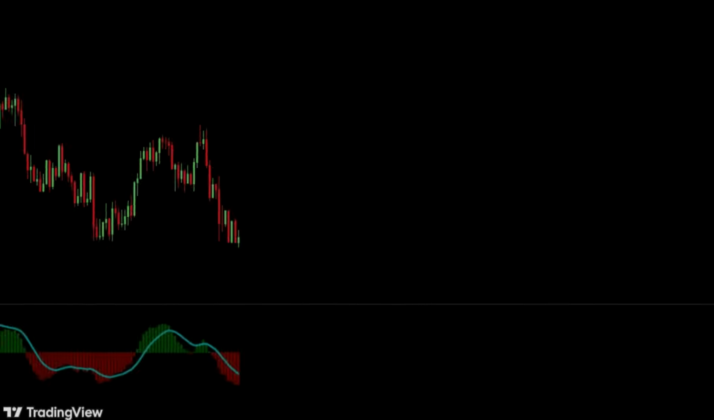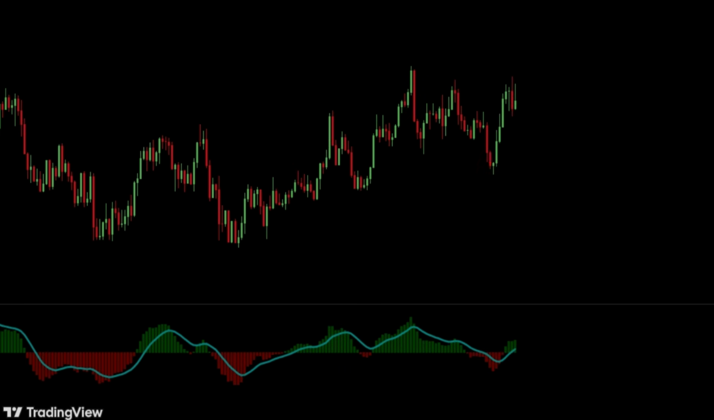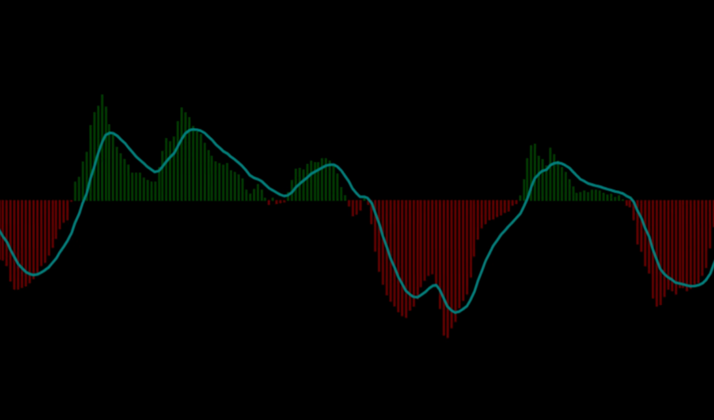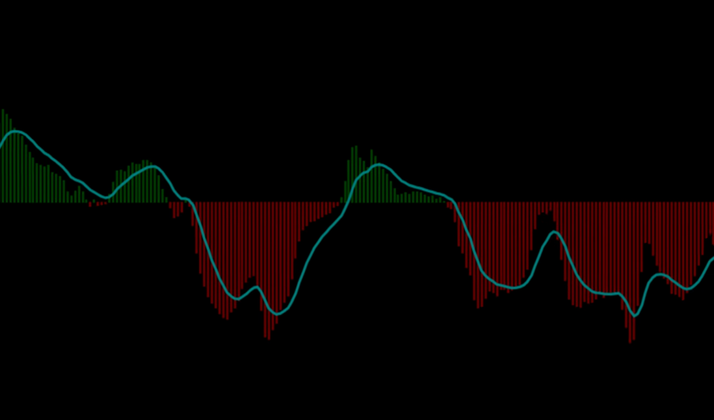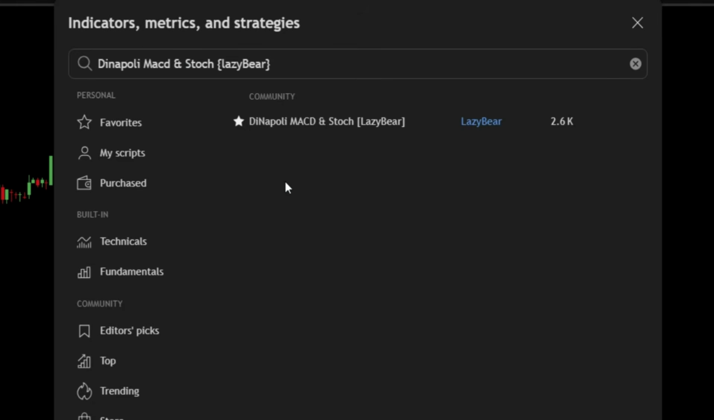With this indicator, you'll be able to spot when an uptrend is running out of momentum, giving you potential short opportunities, or when a downtrend is nearing its end, helping you identify bullish trading setups. To add this unique indicator to your TradingView chart, simply open the Indicators tab and search for the MACD and Stochastic by Lazy Bear.